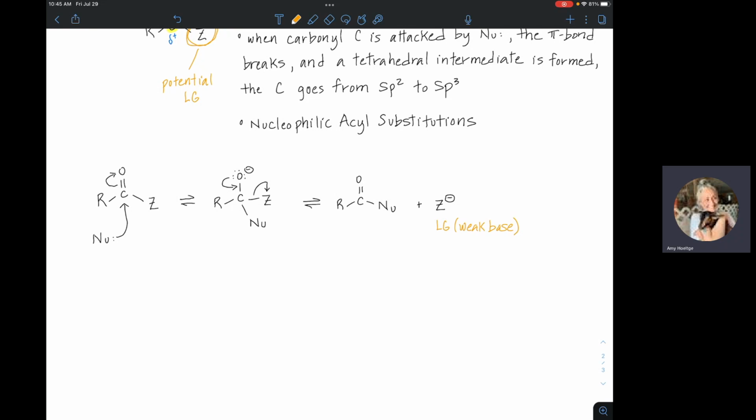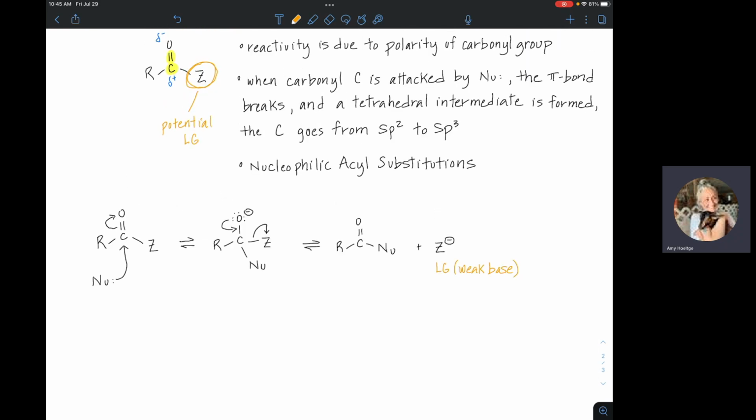But really of these derivatives, the one Z group that doesn't need any help will be the halide. So an acyl chloride is going to be our most reactive carboxylic acid derivative because the chloride anion isn't even basic. It's pretty neutral. It's like a spectator ion. So that's going to take off. Again, these molecules are going to undergo nucleophilic acyl substitution reactions if the nucleophile is more basic than the leaving group.